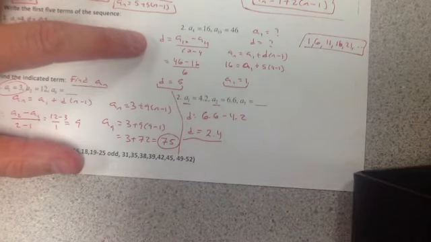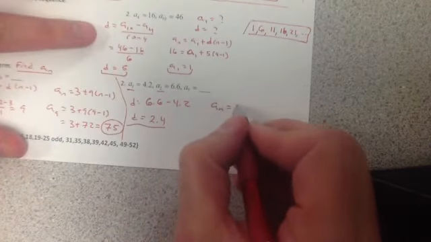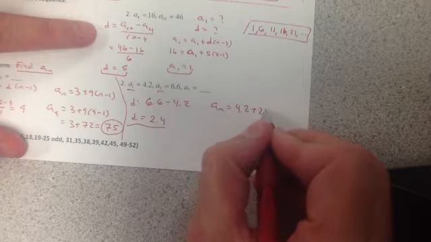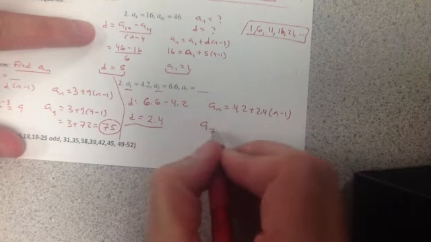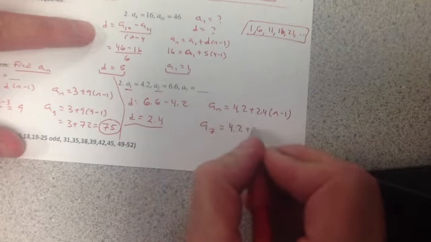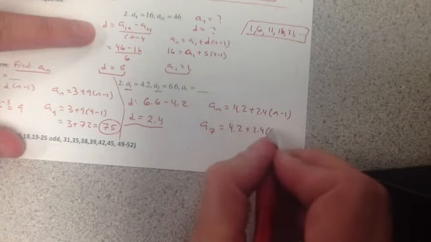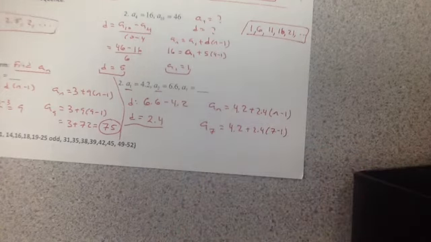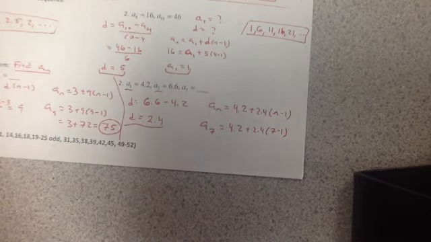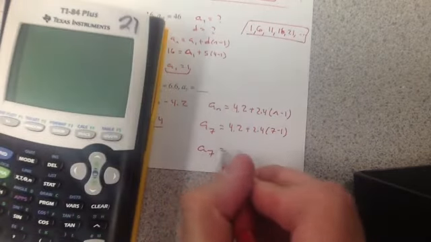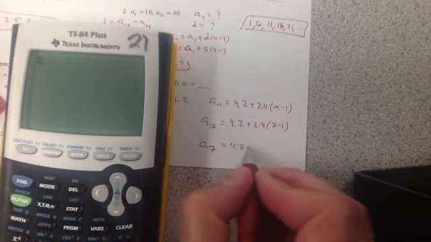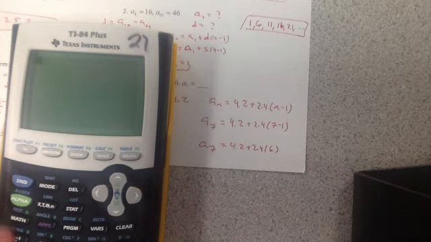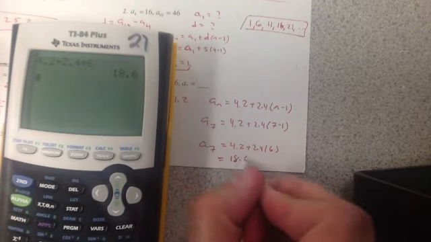There's my common difference. So my rule, a sub n equals my first term, 4.2, plus 2.4 times n minus 1. So if I want to find my 7th term, 4.2 plus 2.4, plug in 7, and I'm going to use a calculator for this one because decimals are not my friend. So we get a sub 7 equals, ready? 4.2 plus 2.4 times 6, and I get 18.6.